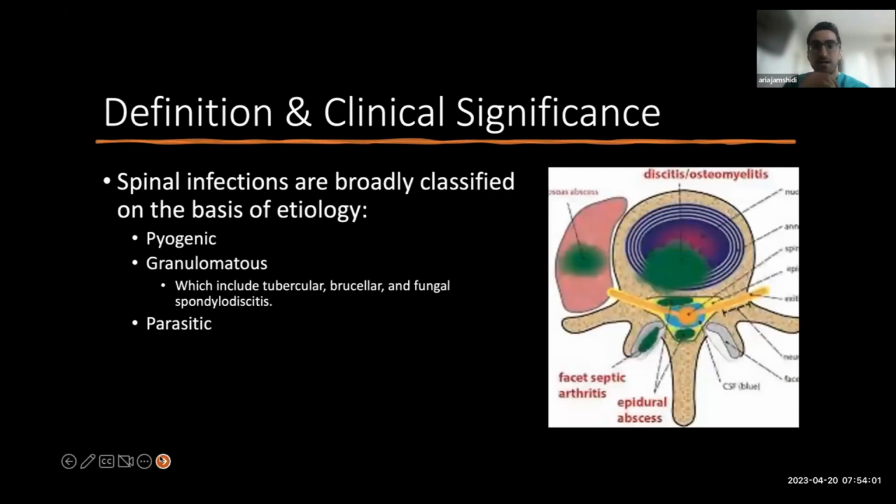Just advance forward. In terms of spinal infections, they can be broadly classified. They can be pyogenic, which is what I'll be focusing on. They can be granulomatous, which can include tubercular, brucellar, or fungal infections. That's a whole talk in and of itself, and I won't really be touching on that. We're mainly going to be focusing on pyogenic organisms, and finally parasitic infections, which we typically don't see here in the US and are typically seen in the developing world.